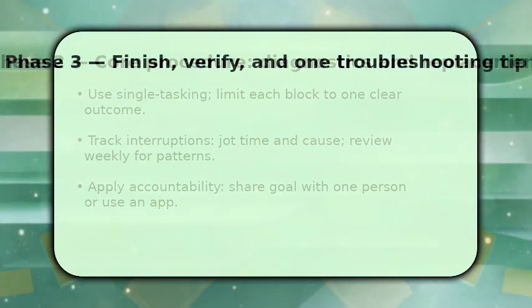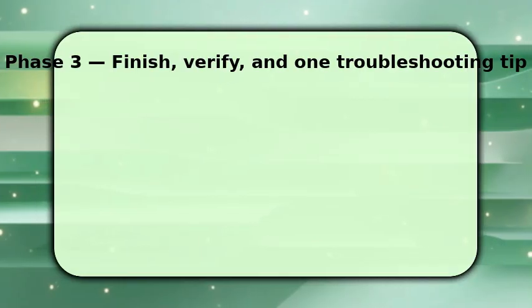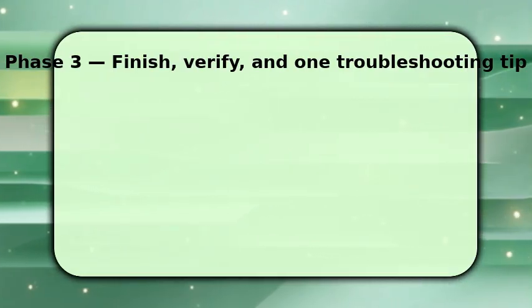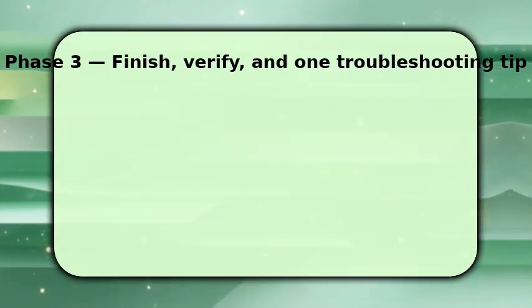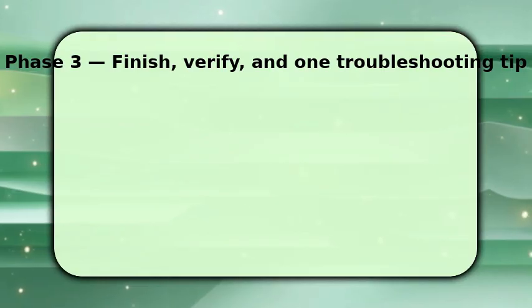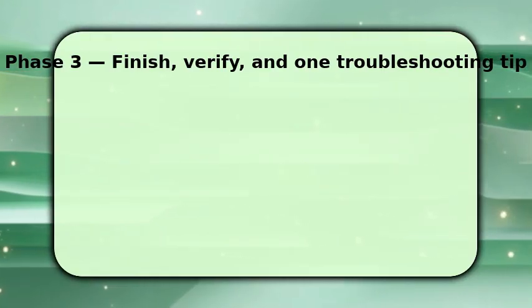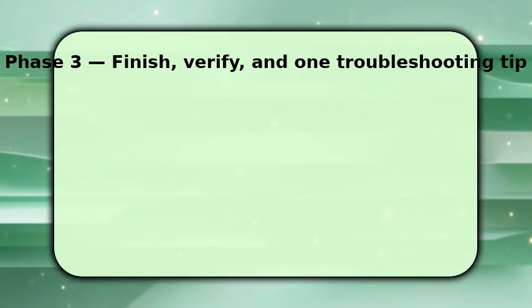You finish each session with a concise 5-minute review. Note wins, identify roadblocks, and write the next actionable step so momentum continues. If your focus falls below about 70%, change block length or alter break timing. Small tweaks restore flow.